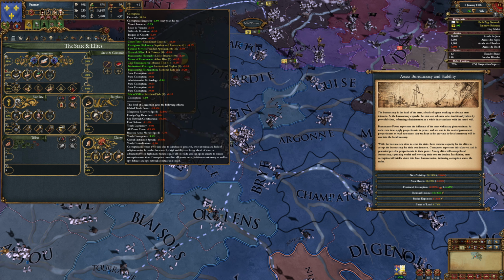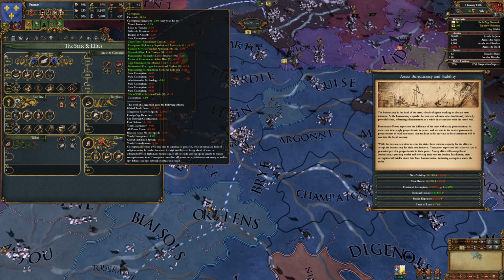Then, of course, global corruption or state corruption has a whole bunch of impacts on your trade power, manpower recovery, foreign fire, spy detection, spy network construction, fort defense, legitimacy, power costs, recovery. Yearly corruption also goes down. It is a trending equilibrium. See my video on those if you don't know what those are. Global institution spread and yearly centralization.